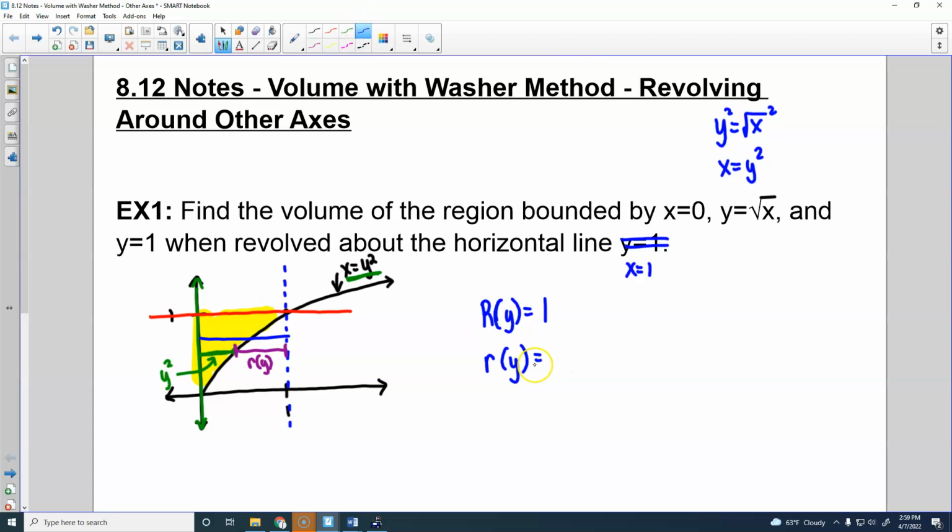Okay, so what, well, little r of y is what I want. How do I get that? You just do 1 minus the y squared. So 1 is that blue line that I have there, right? That has a length of 1. If I subtract this y squared, it'll give me the purple that's left over. Okay, so the picture's really important for getting that set up correctly.